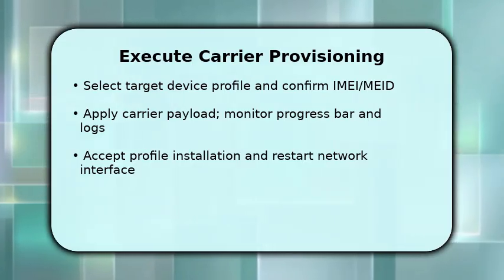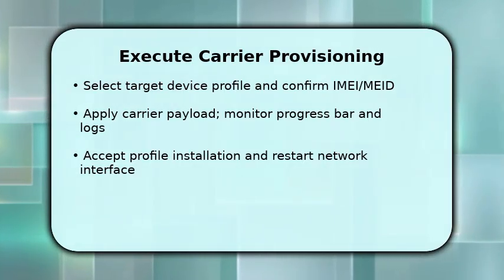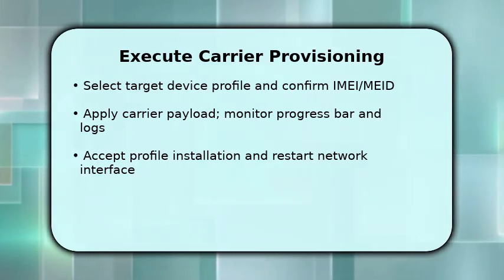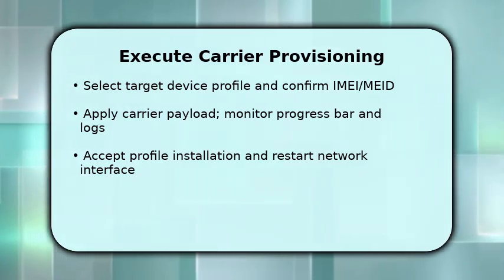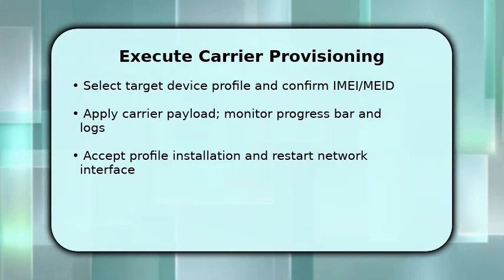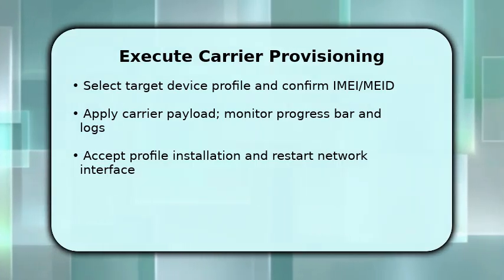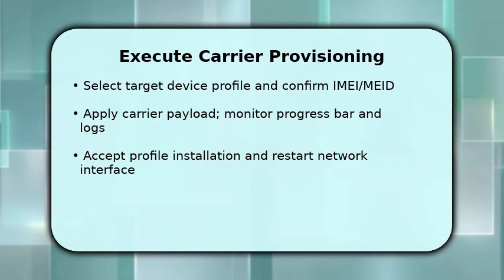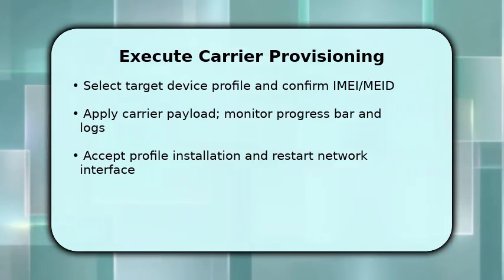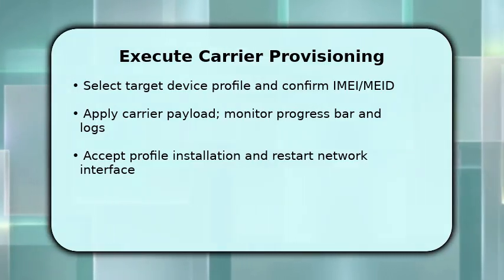Mismatches cause failures. Next, apply the carrier payload, watch the progress bar, and open the live logs to catch errors early. If the app asks, grant system profile installation and allow it to modify network settings. This writes the carrier APN and VoLTE parameters.